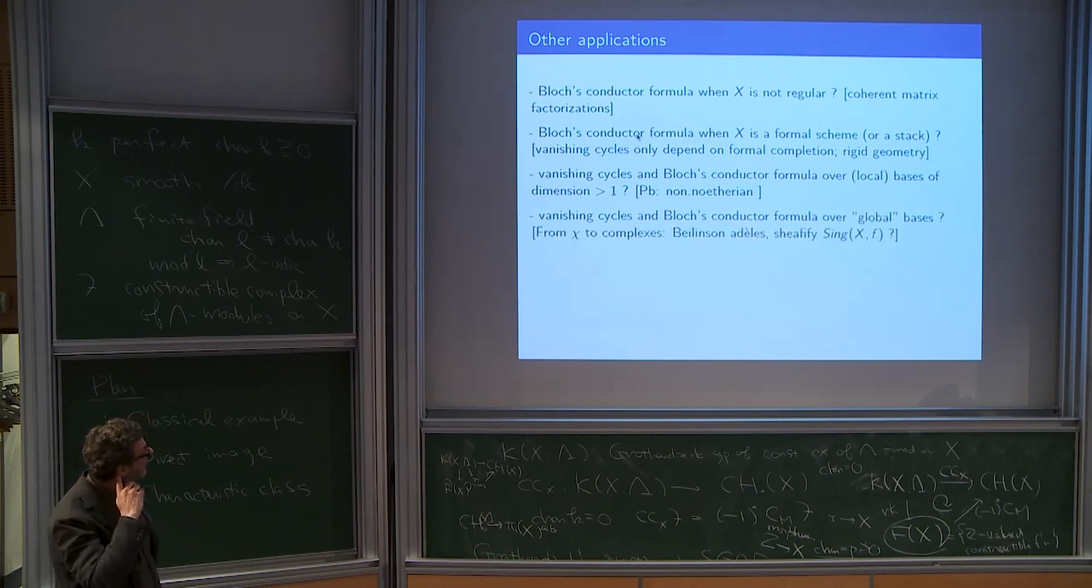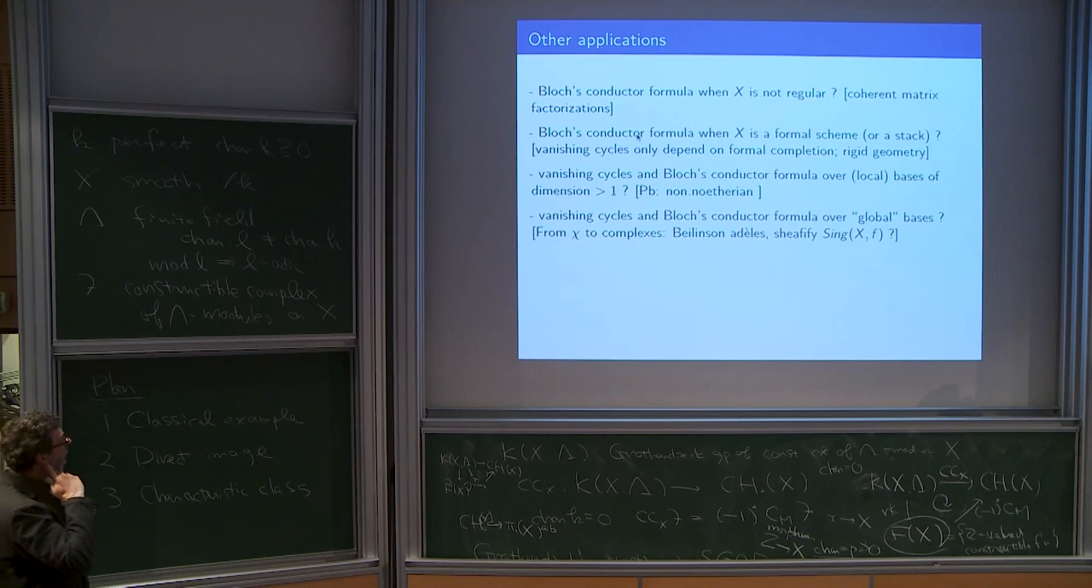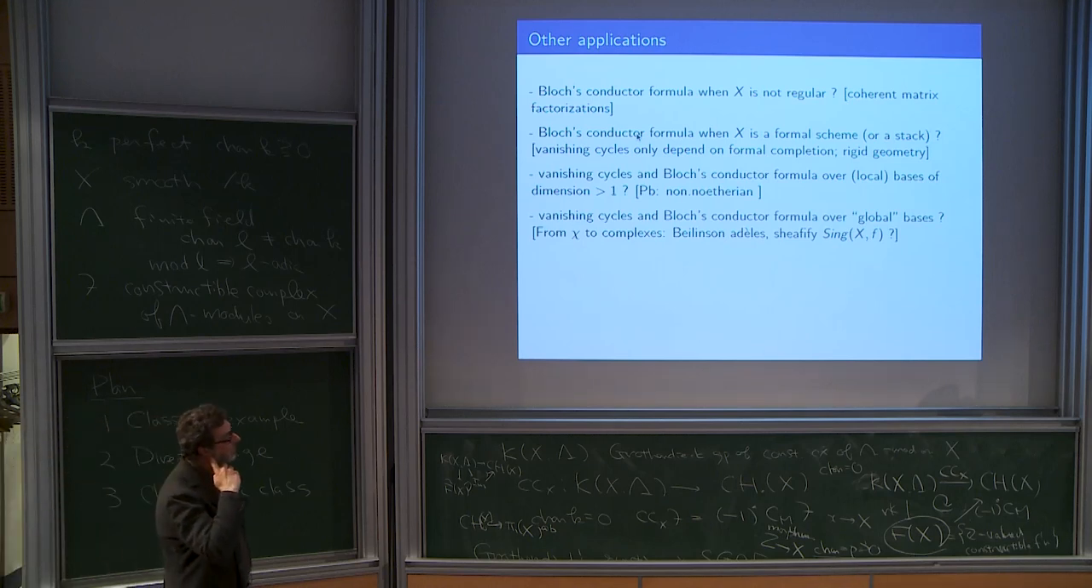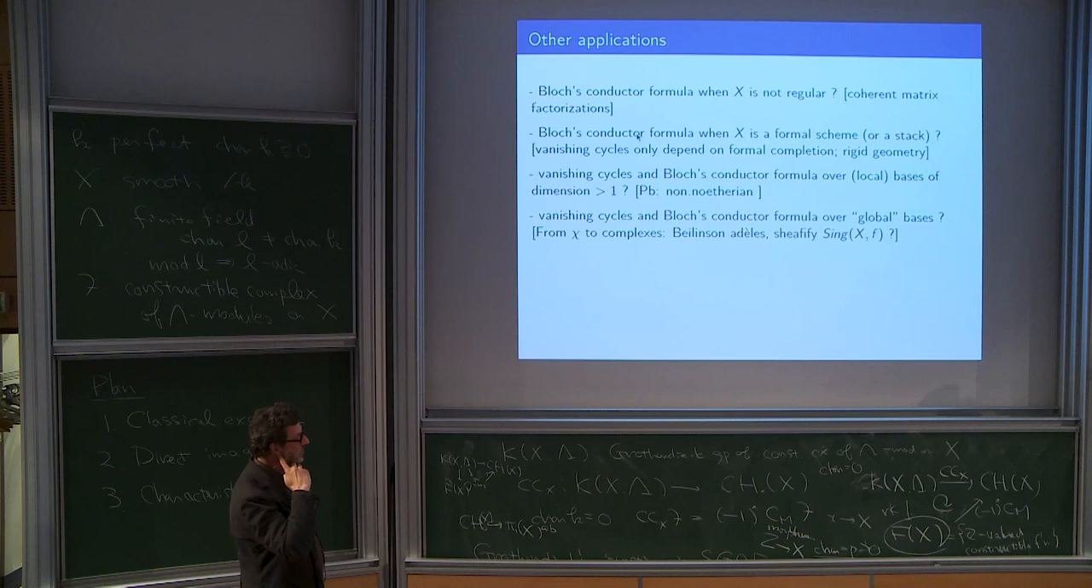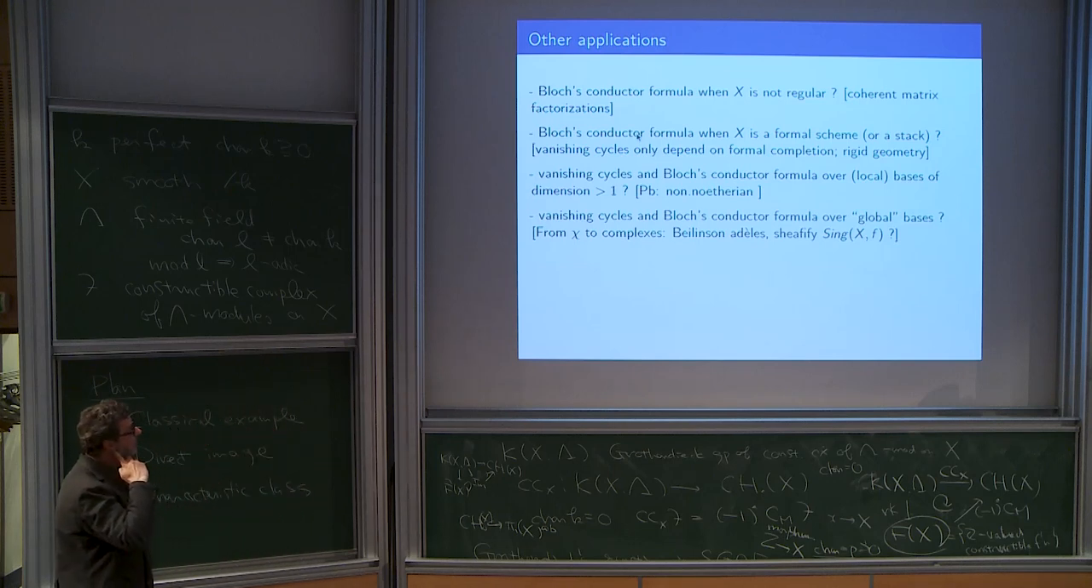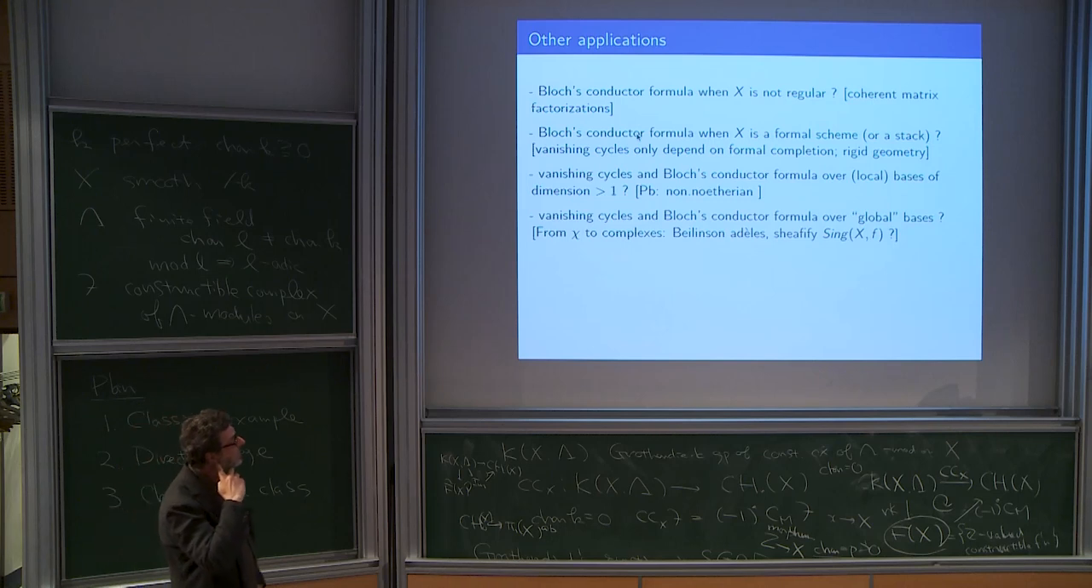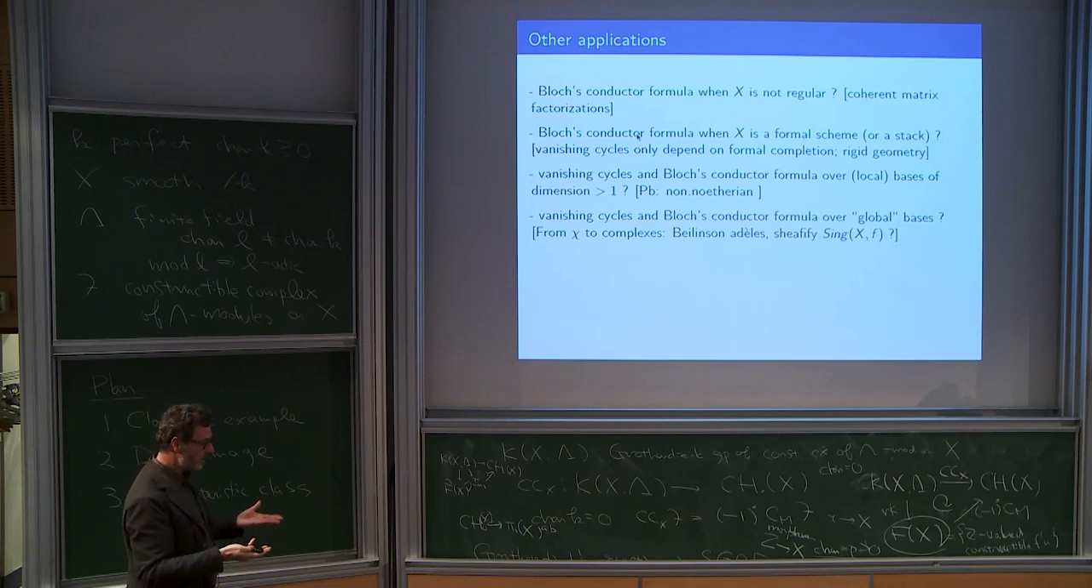So of course, you can globalize this. You can think of, okay, I work over a base which is no more an evaluation ring, but it's just a scheme of some dimension. Anyway, can I ask what vanishing cycles are? Maybe we can make sense of them then. But what is Bloch's conductor formula? What can you expect for this formula in this case?